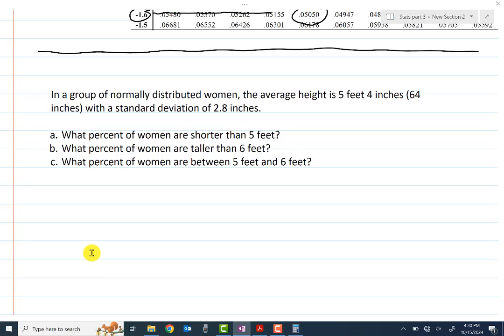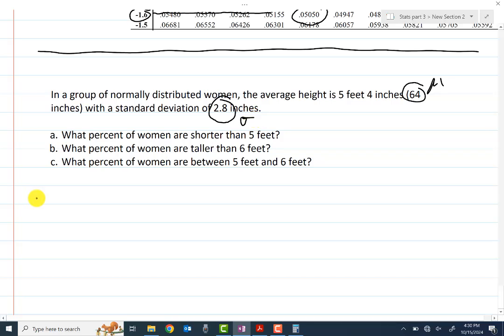Here's the next problem. We have the average height is 5 feet. That's 64 inches. So 64, that's mu. And a standard deviation of 2.8 inches, that's sigma. Now, at any time, I'm going to do a lot of these problems. If there's any time that you want to pause the video and try it on your own, do that. The sooner you get that, the better things will be, I'm sure.